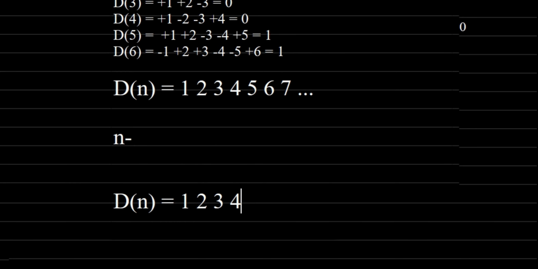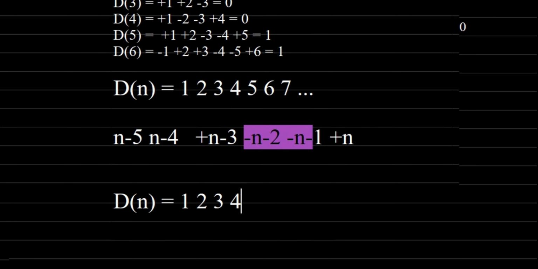So the ending numbers would be something like this: n minus 3, n minus 2, n minus 1, n. We can observe that these four cancel each other. If we put a plus sign before the first, a minus sign before the second, a minus sign before the third, and a plus sign before the last, we get 2n plus 3 as the positive and minus 2n minus 3 as the negative. So this whole thing becomes 0.